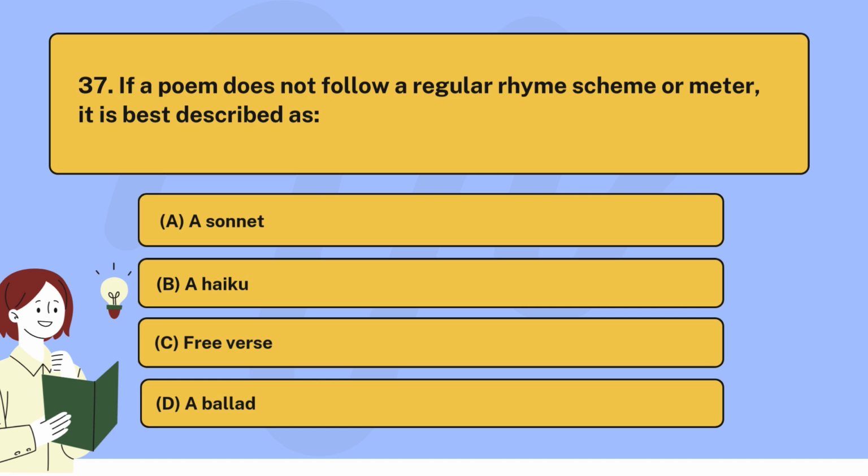Question 37. If a poem does not follow a regular rhyme scheme or meter, it is best described as A. A sonnet, B. A haiku, C. Free verse, D. A ballad.